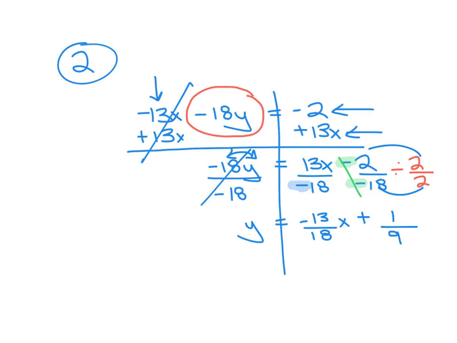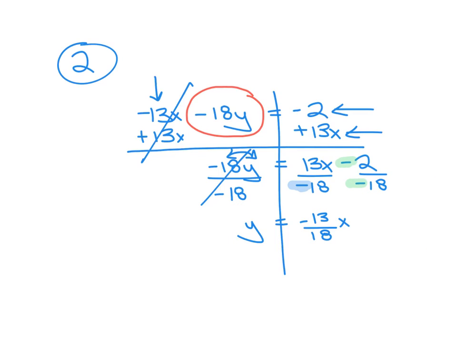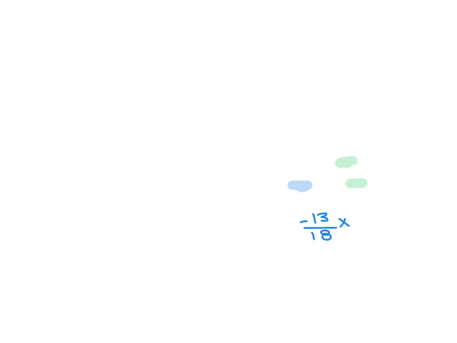So when I can simplify my fractions, I do. So my answer is y equals -13 over 18x plus 1 over 9. And once I have that y on the left side by itself, I'm done. I've done everything I need to do to get that equation into slope-intercept form. All right, we're going to try another one.